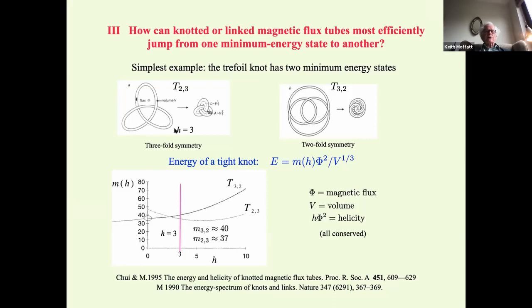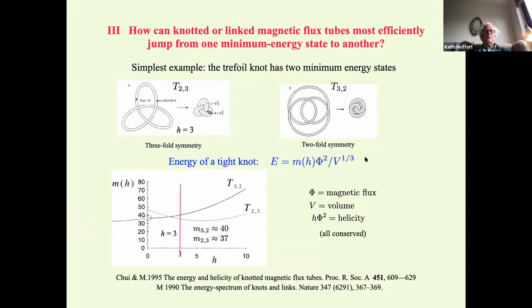The alternative shape is T32, which has a different symmetry from the T23, but it's actually the same knot. In other words, you can deform T23 to T32 by a continuous deformation, and you can play with a knotted rope and convince yourself that this is the case. That will relax to a different form with a different symmetry. Now, it's known that the energy of a tight knot has this form: m, a dimensionless coefficient, a function of the dimensionless h, times phi squared divided by volume to the 1/3.